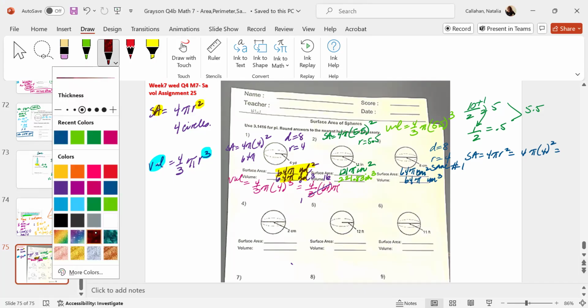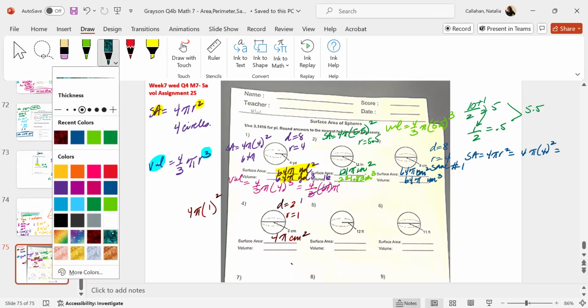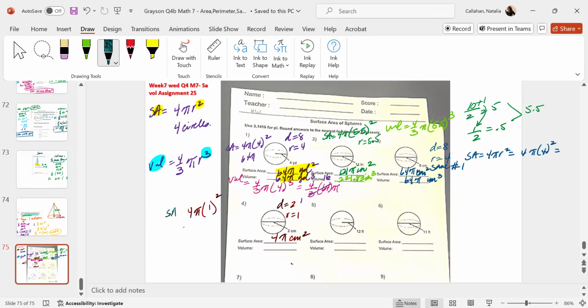All right, number 4. The diameter is 2, what's your radius? Your answer is 4 pi centimeters squared. That's your surface area. I don't know how you're messing this up, but fine, just make the correction. Your answer for the volume is 4/3 pi centimeters cubed.